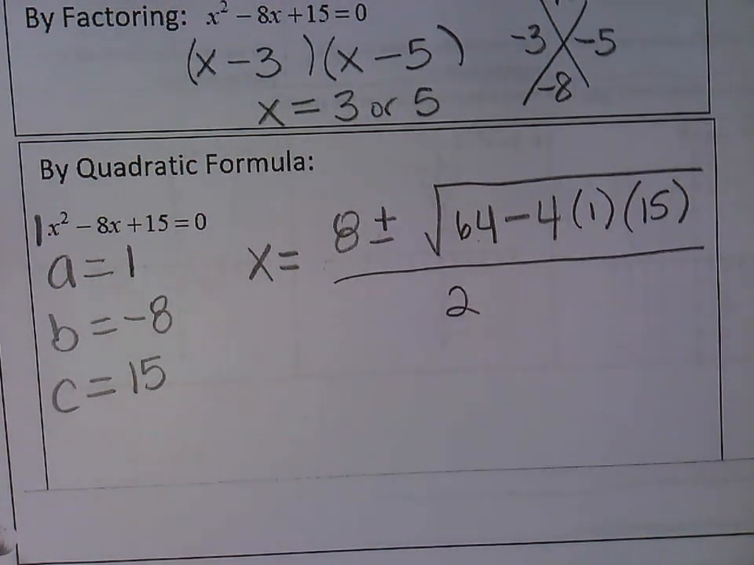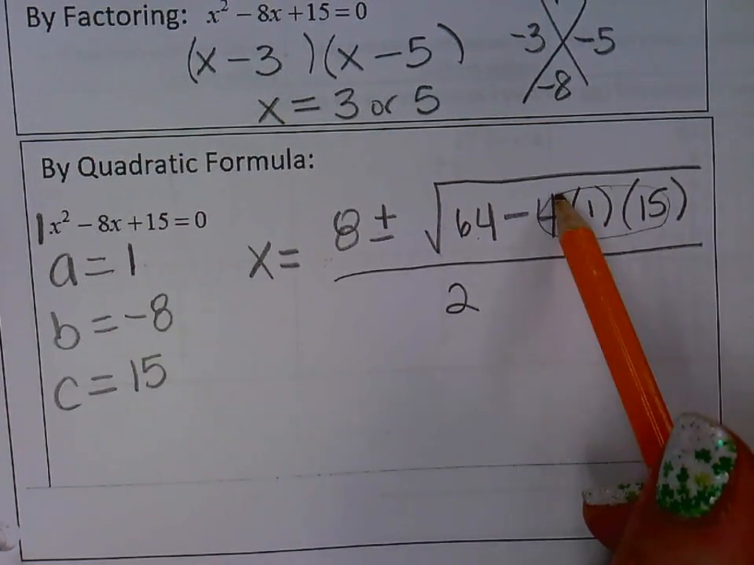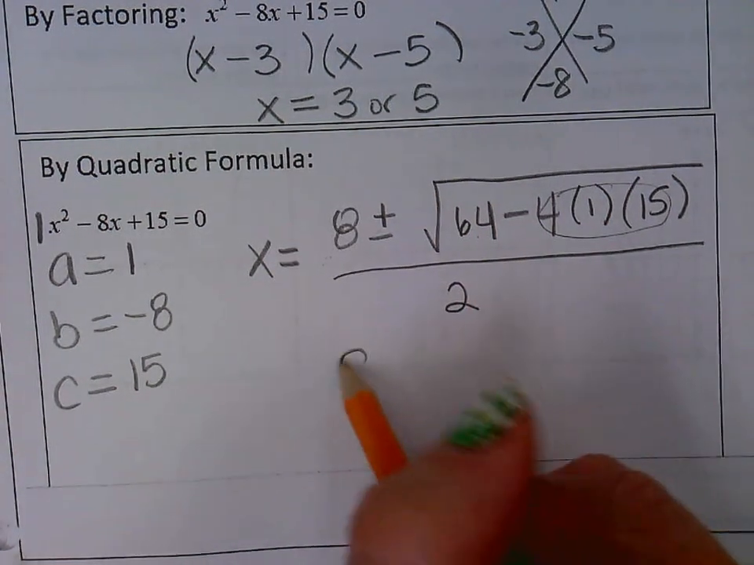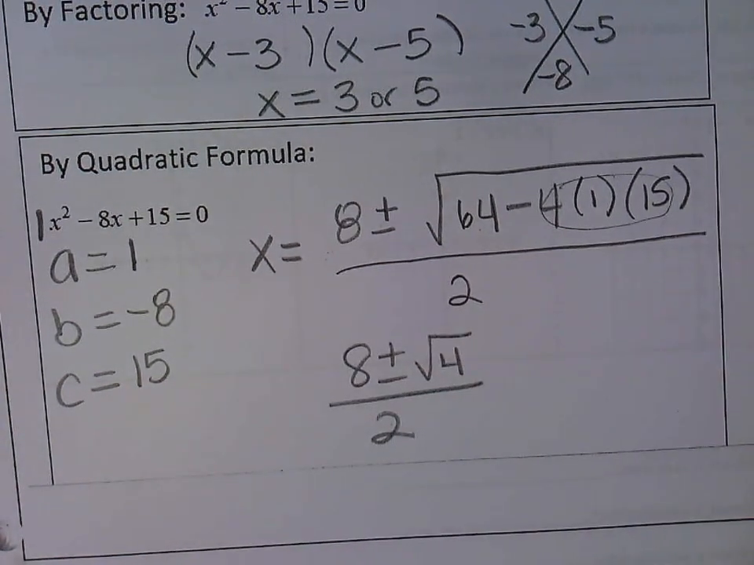All right, so I need to evaluate that using order of operations or a calculator, but it's just as easy, almost without a calculator, typing it all in. So under the square root symbol, what does that simplify to? What is 64 minus 60? Because 4 times 1 times 15 is 60. So what's 64 minus 60? So I get 4 under the square root. So 8 plus or minus the square root of 4 over 2.